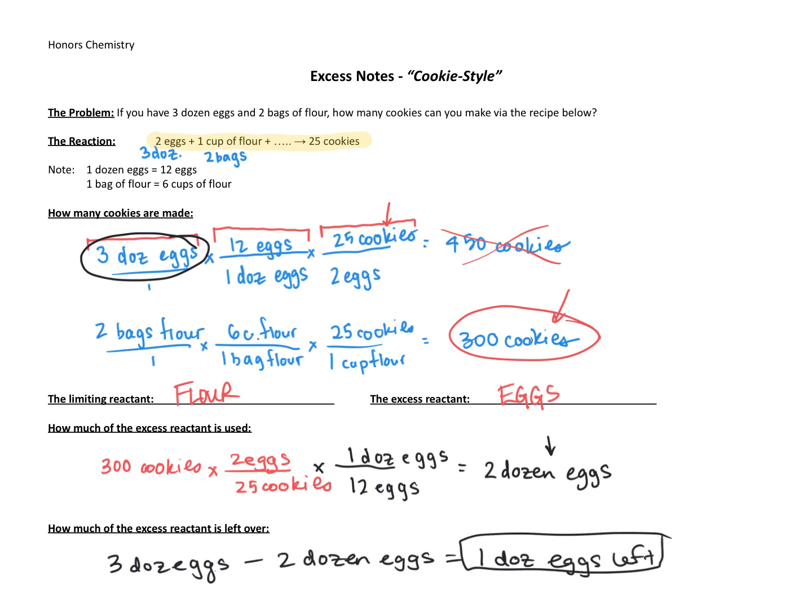So when we look back at this original reaction, we're going to have some of our eggs left over. In fact, a dozen of them left over. We're not going to have any flour left. We're going to use it all up in the process of making our 300 cookies.